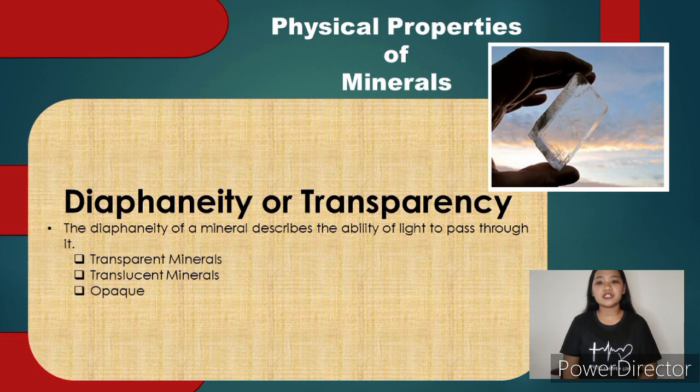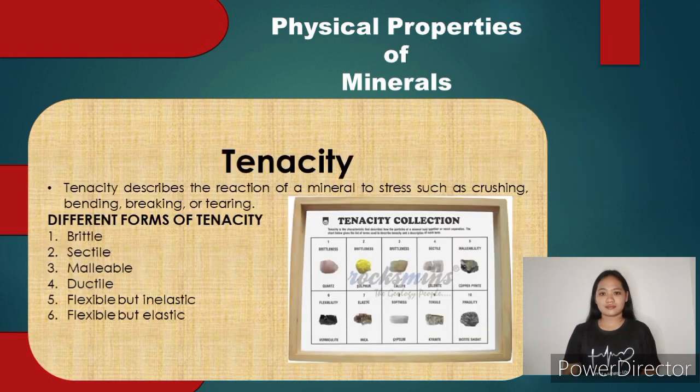Next, we have translucent minerals that only allow some light to pass, but less than those that are transparent. You can see shapes and shadows through it when it is sliced thin. Chemical impurities can cause the minerals to be cloudy. Minerals that do not allow light to pass are called opaque. It means you can't see light through it at all even if it is sliced thin. Now, we have tenacity.